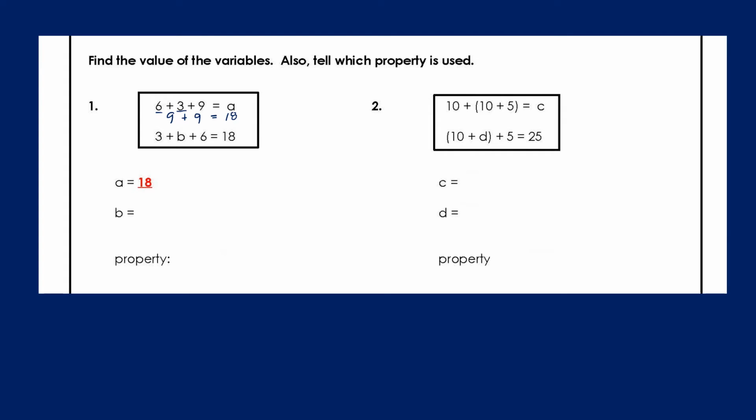Now here, they're having us switch the order around. The 3 is here, the 6 is here, okay? So that means that the 9 needs to be here because we want this to be 18. So B is going to equal 9. Now you notice that we switched the order, and the property that switches the order is the commutative property of addition.